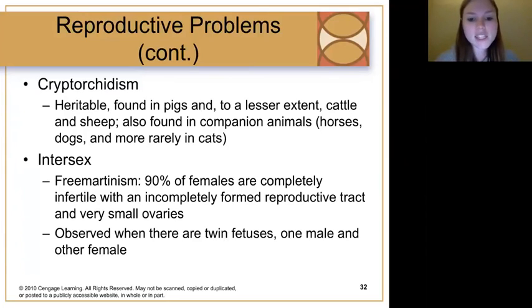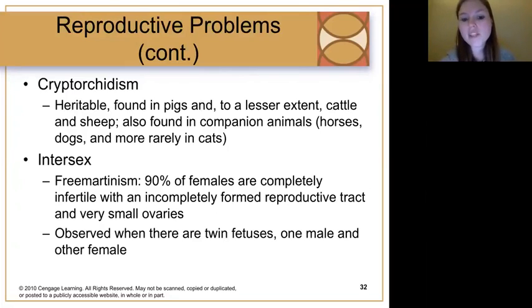Intersex can also happen. Freemartinism is where 90% of females are completely infertile because they have an incompletely formed reproductive tract and very small ovaries. This is observed when there are twin fetuses, one male and one female. The reason this happens is that the fetuses are connected through different ways that they get nutrients and exchange everything. So when the hormones or characteristics from the Y chromosome of the male are causing that fetus to become a male, some of those can also influence that female twin.